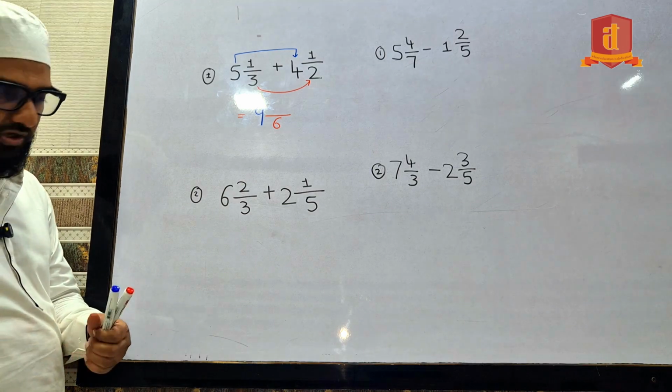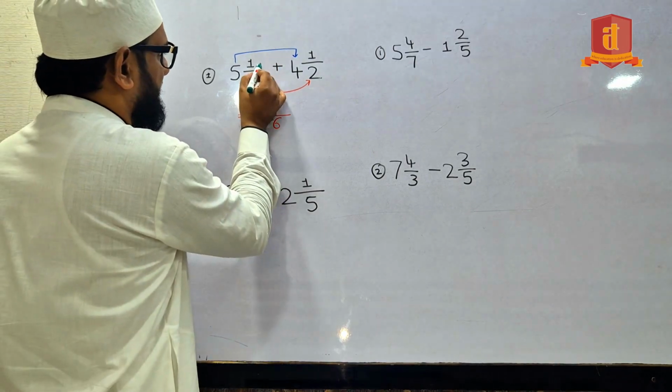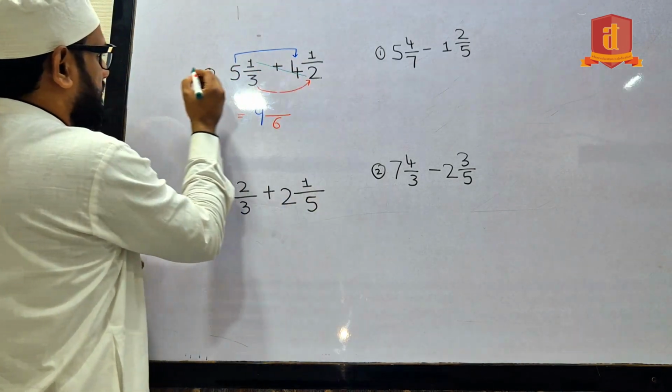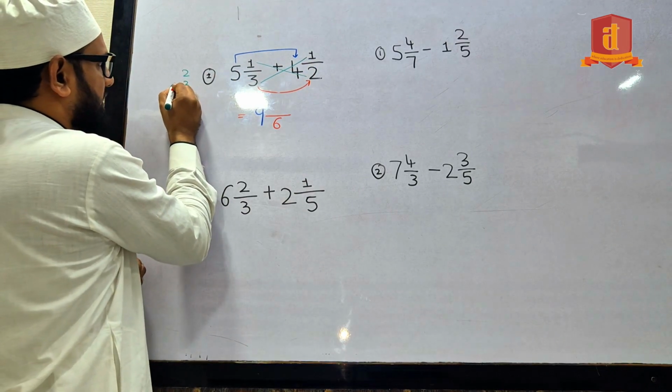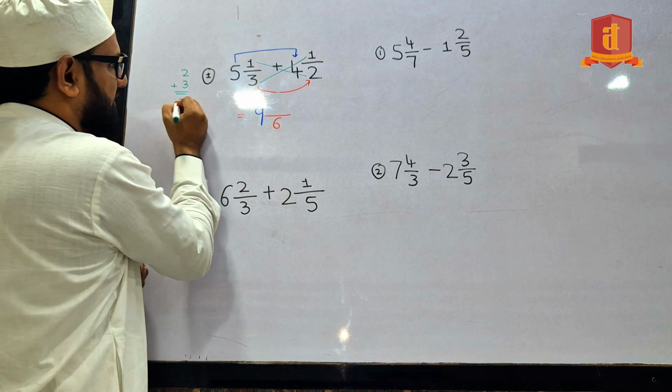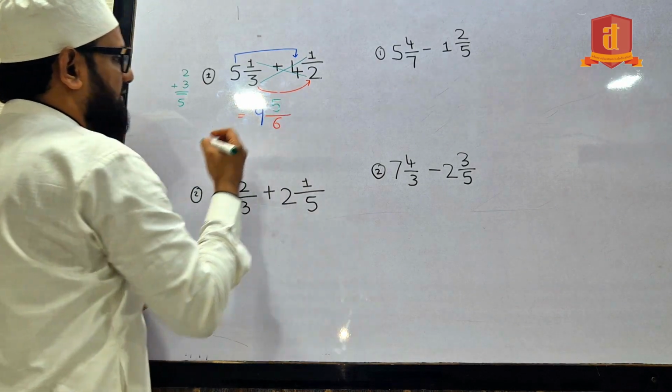After that you need to just cross multiply. You cross multiply this 1 into 2. 1 into 2 will be 2, and then 1 into 3 will be 3. So 2 plus 3 will be 5. So here is the answer 5.